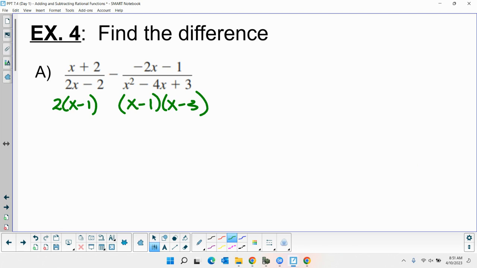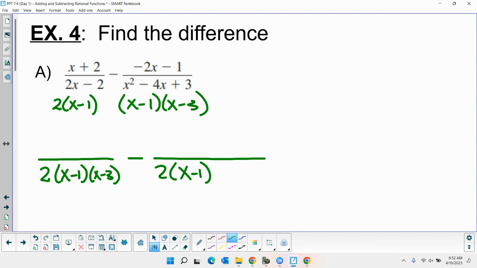Okay, so my common denominator is whatever shows up. I see a 2, I see an x minus 1, I see x minus 1 again, I don't have to write it again, and I see an x minus 3. So that's my common denominator. Whatever shows up, you write down. Okay. So what do I got to multiply x plus 2 by? Look at what I had originally and what I did to it. What did I multiply the old denominator by to get my common denominator?